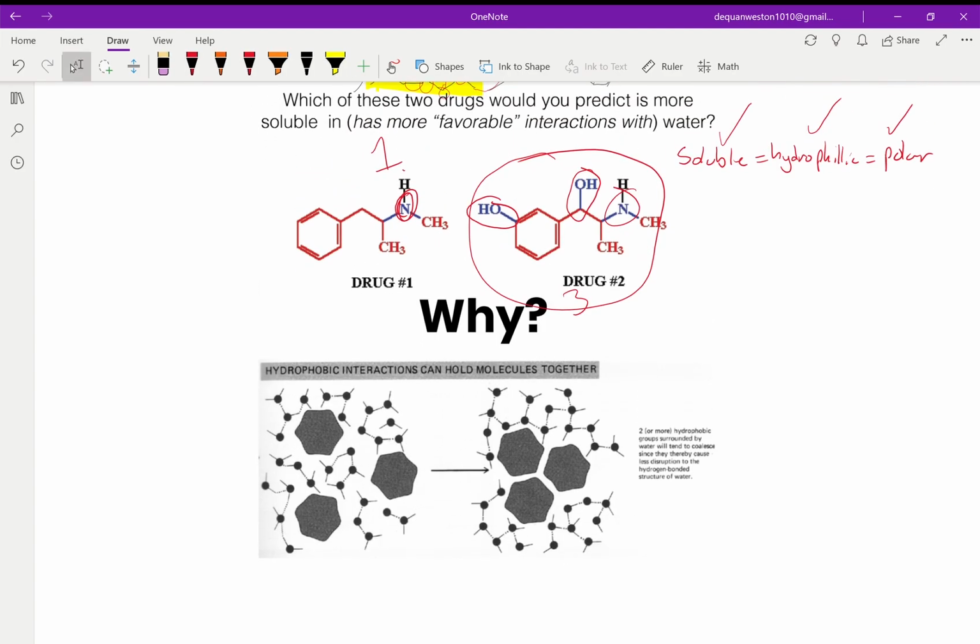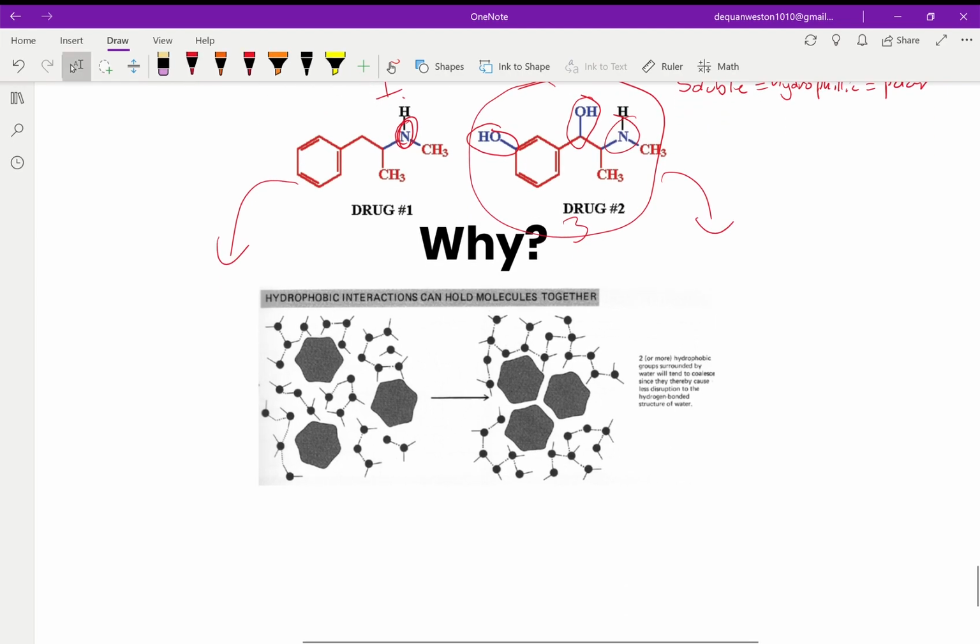So if we were to throw these two in water, since drug 2 is more polar and hydrophilic, this image right here is going to represent drug 2. This one will represent drug 1. And just know this is caused by the hydrophobic effect. And that's the whole reason this happens spontaneously, because it's an increase in entropy. And entropy is a measure of disorder.